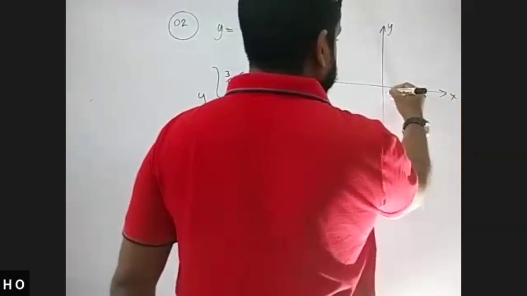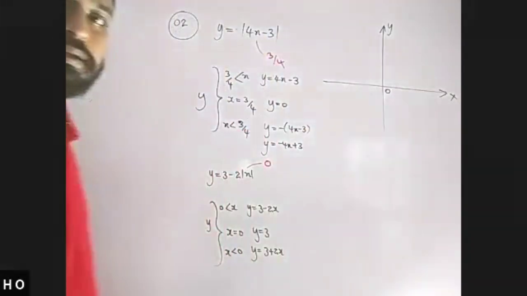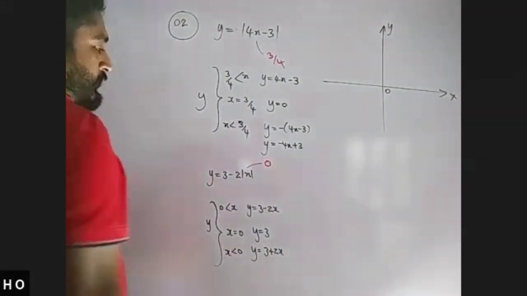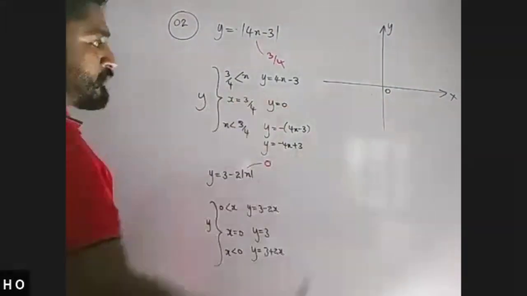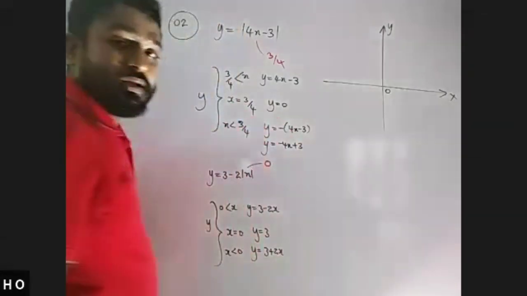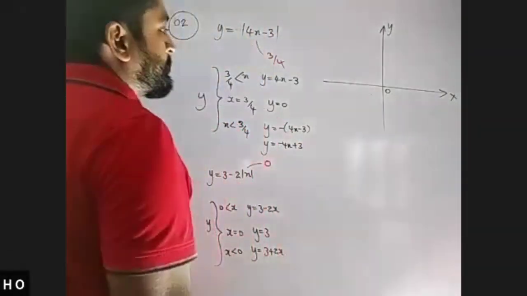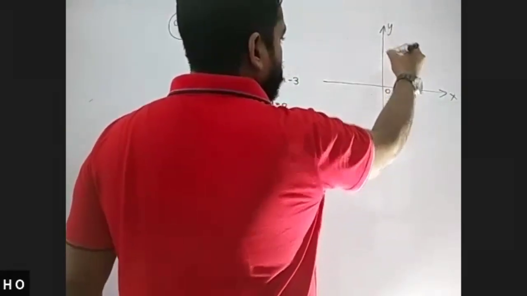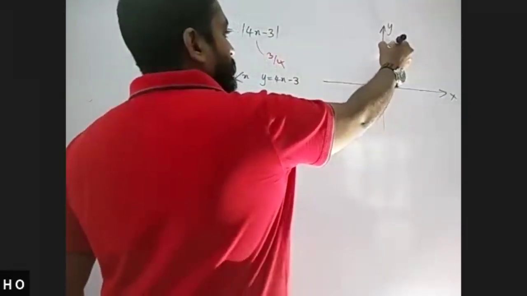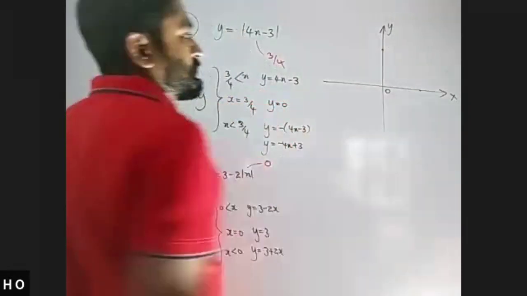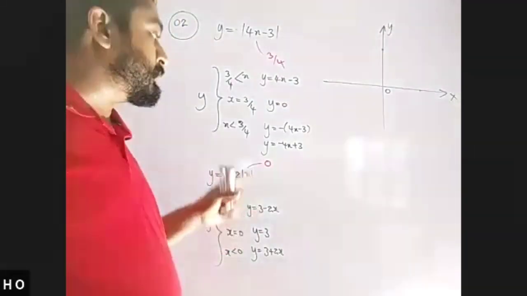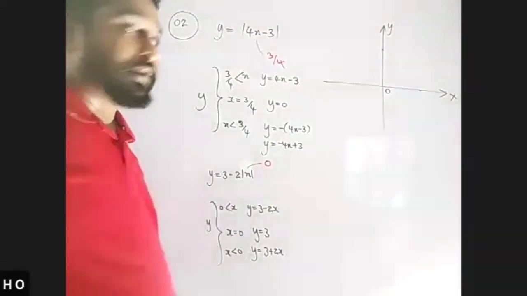Y-axis, x-axis, origin. Let us first go for the limiting values: 3 by 4, 0 and here 0, 3. We have to deal with 3 by 4 and 3 next. I think of 3 as this much, because we are sketching, not drawing. It makes the process of sketching the graph easier, because I have to have 3 by 4 and 3.